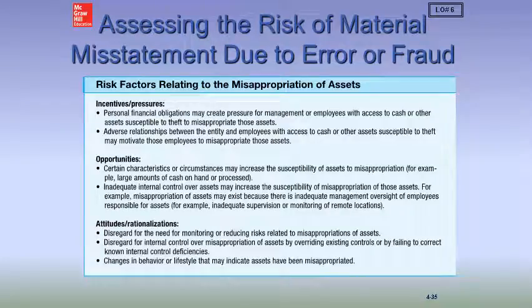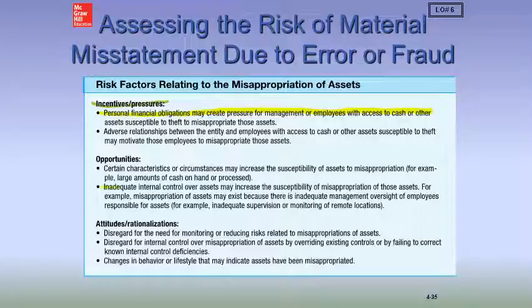Okay, and then they give us some specific examples, coming over to the next slide, of indications of fraud related to misappropriation of assets, and they do a nice job here of breaking them into our various categories, starting with incentive and pressure. I'm going to go ahead and change that back to yellow. I think it will show up a little bit better here. Okay, incentive and pressure, and personal financial obligations may create pressure, okay, to steal cash, right?